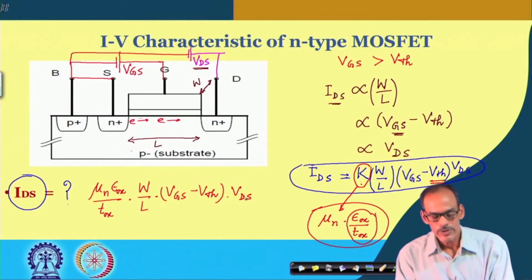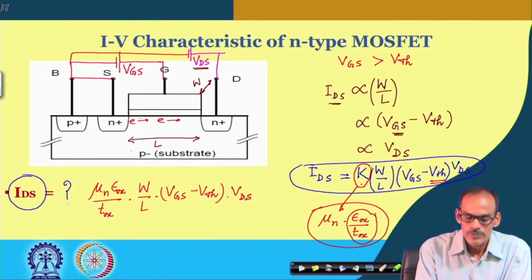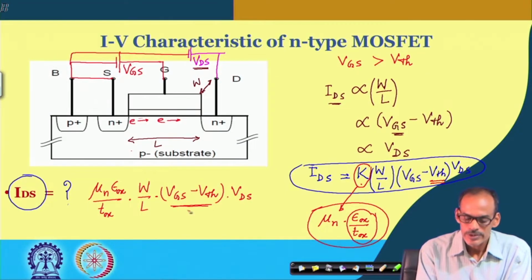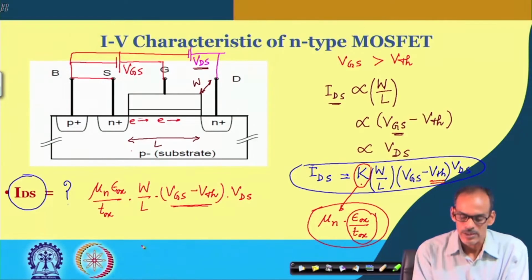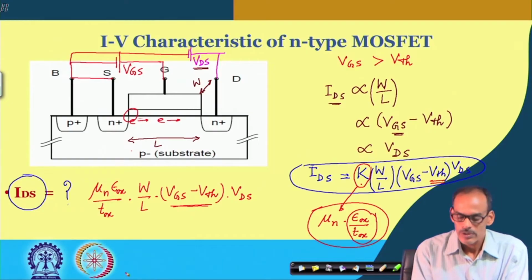But one important thing we are missing here is that whenever we say that VGS is higher than VTH, whatever the excess amount we have, it is contributing towards the conductivity of the channel. But this is valid probably only in this portion.